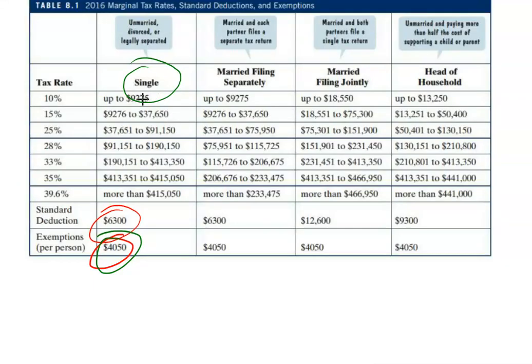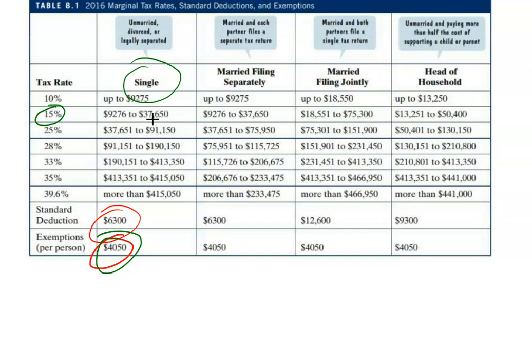And then from $9,276 to $37,650, that amount of her income gets taxed at 15%. So what we're going to need to do, because she went above the $37,000, her taxable income is $41,000 and something, right? So she's going to get taxed for this full amount here at 15%.